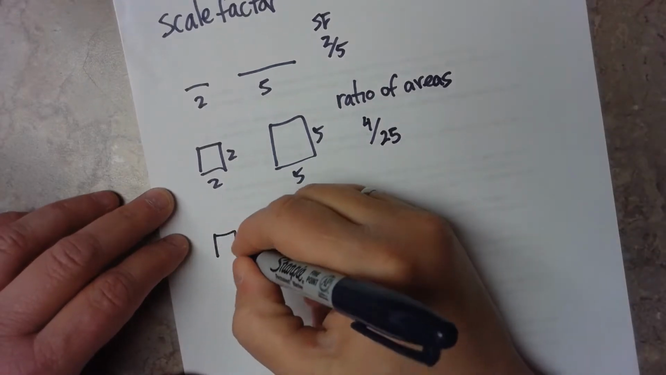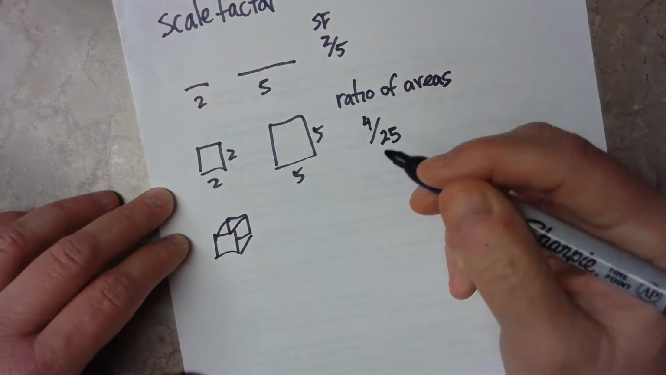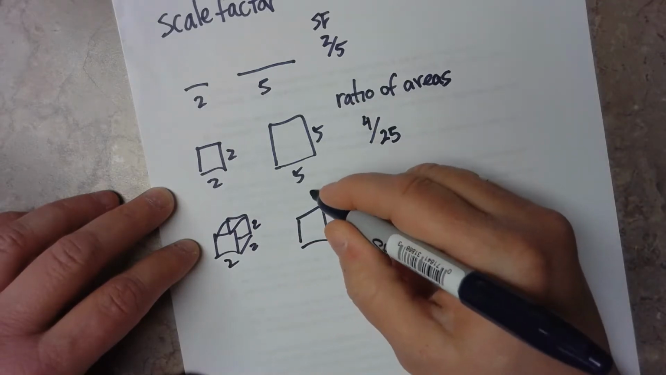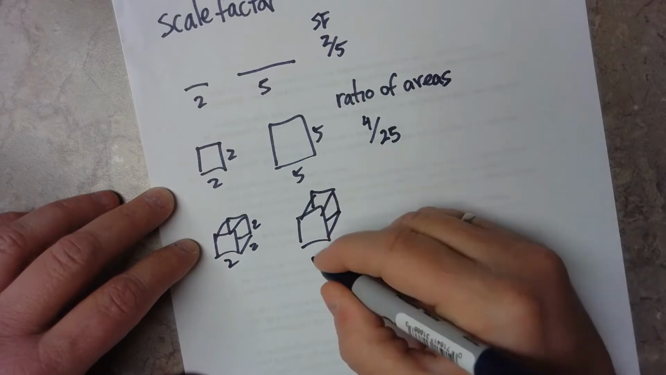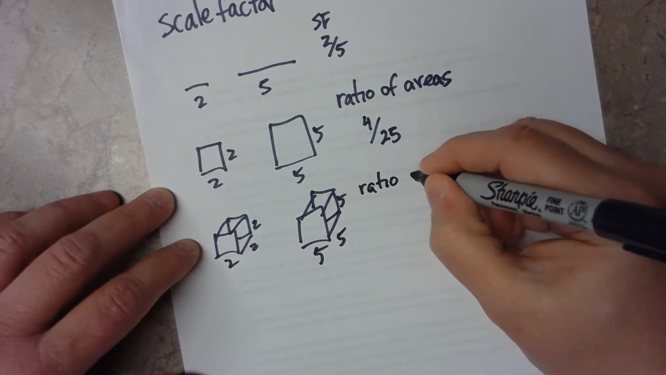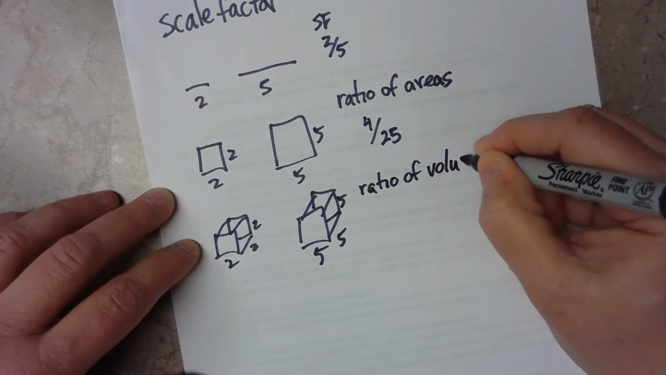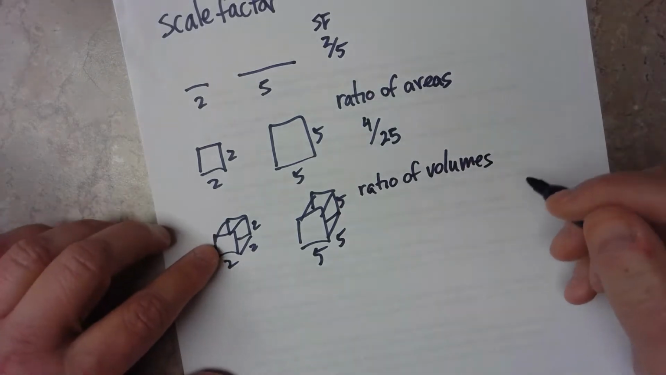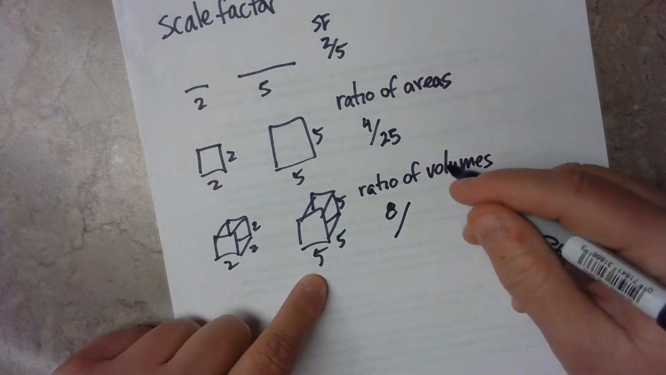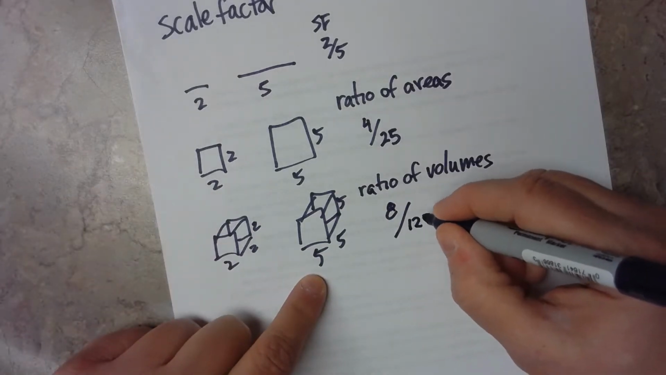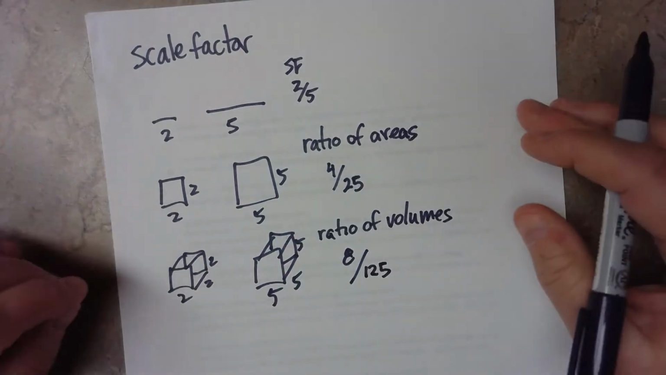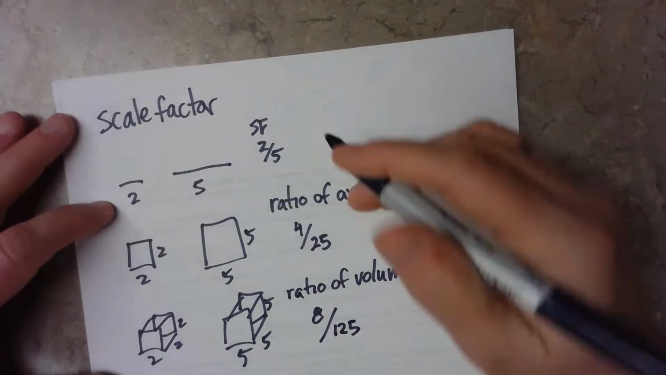Now let's put that into 3 dimensions. Here's a cube that is 2 by 2 by 2. Here's a cube that is not terribly well drawn, but we'll go with it, 5 by 5 by 5. And this time we're going to talk about the ratio of their volumes. The volume of this first cube, 2 by 2 by 2, is 8. The volume of the second cube is 5 times 5 times 5, 125. Okay, all of that's old news. But let's look at it together.